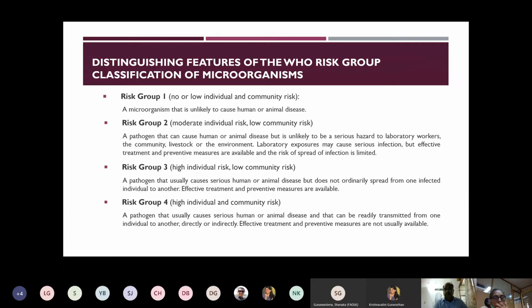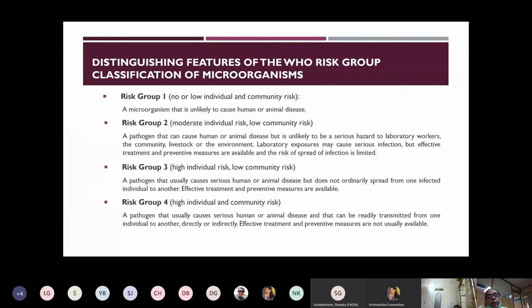So if you look at this classification, I shared this table yesterday also in the form of a table. It is almost the same, but it is very important, so we will just have a quick look at it. Risk group 1 is no or low individual and community risk: a microorganism that is unlikely to cause any human or animal disease. Risk group 2 is moderate individual risk, low community risk: somebody who is working may get some infection, but it is unlikely to cause a serious hazard to the community, livestock, or environment.